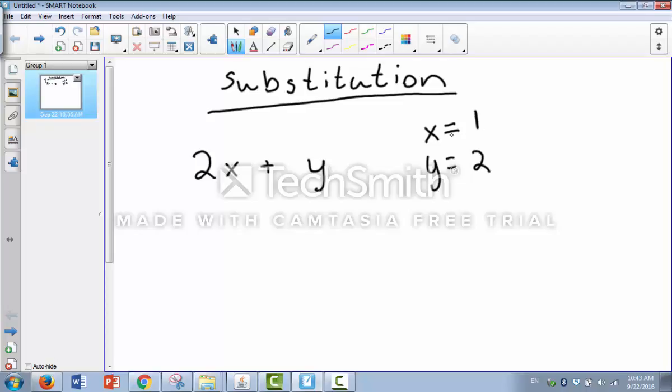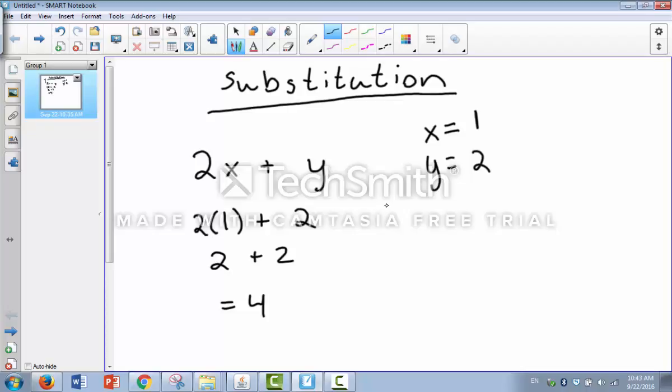This means when I have x equals 1, that means every time I see an x, I'm going to put in a 1. And then y equals 2, instead of having a y, we're going to put in a 2. So this is 2 times 1, 2 plus 2, which is 4.